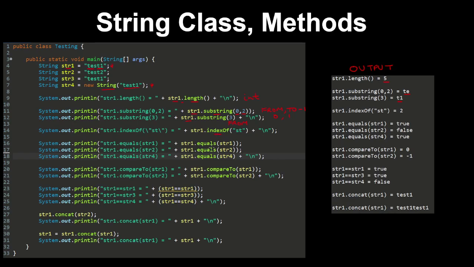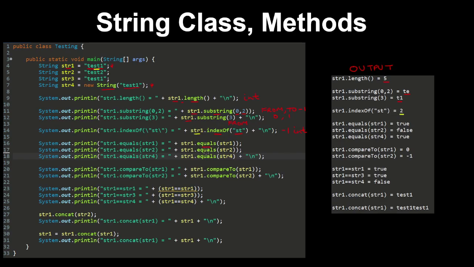Now the indexOf method returns the index of the first occurrence of the string that's passed in, or minus 1 if the string's not found. So effectively this method returns an integer. So in this case st occurs in the string str1 and it starts at index 0, 1, 2. So the method is going to return 2.